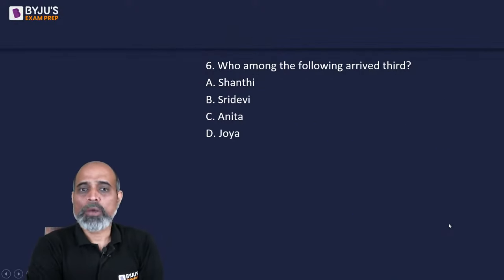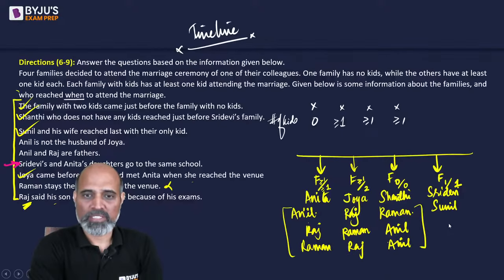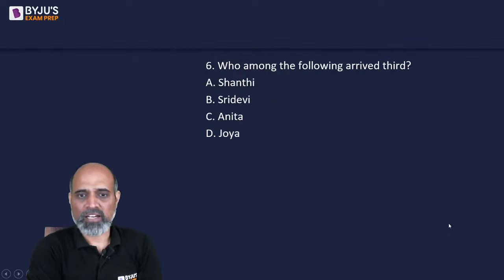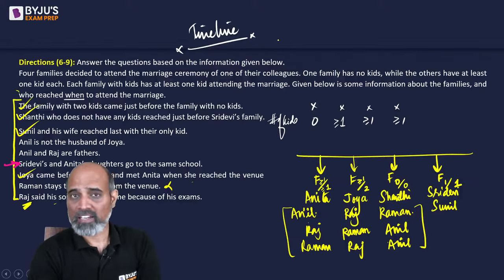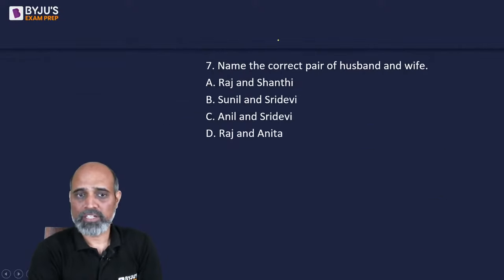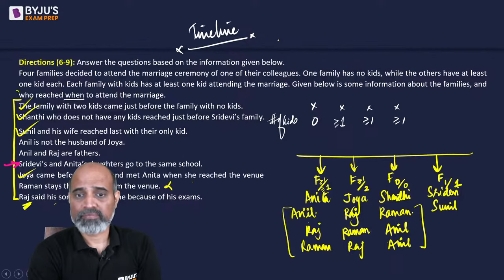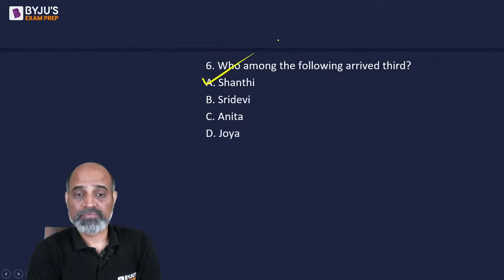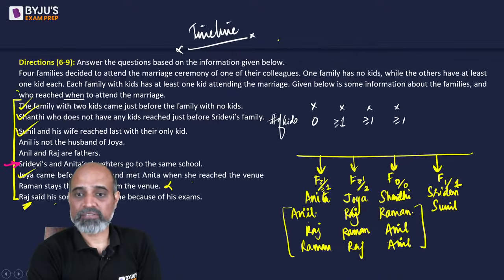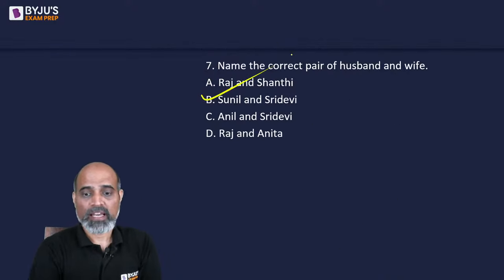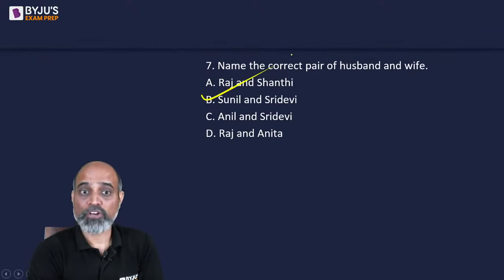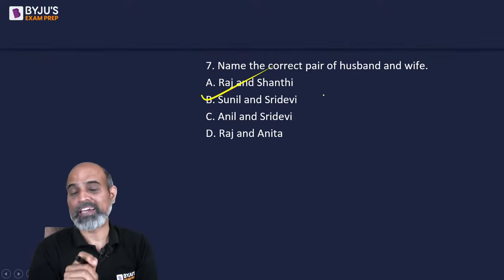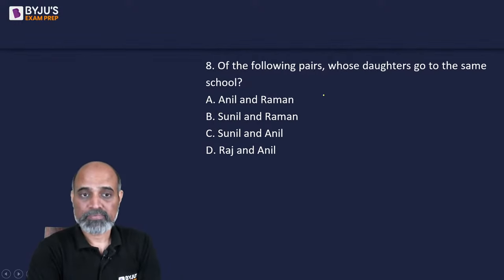चलो देखते हैं. Who among the following arrived third? Question number 6. Shanti, Raman, Anil. So female names are there, so we'll go with Shanti. Male का नाम नहीं पता, तो we can't say anything about it. Name the correct pair of husband and wife. Raj and Shanti. No. Sunil and Sridevi. Yes. Anil and Sridevi. No. Raj and Anita. Maybe, may not be. Right? We are not sure. So, जो proper definite pair है, that is option B, Sunil and Sridevi.